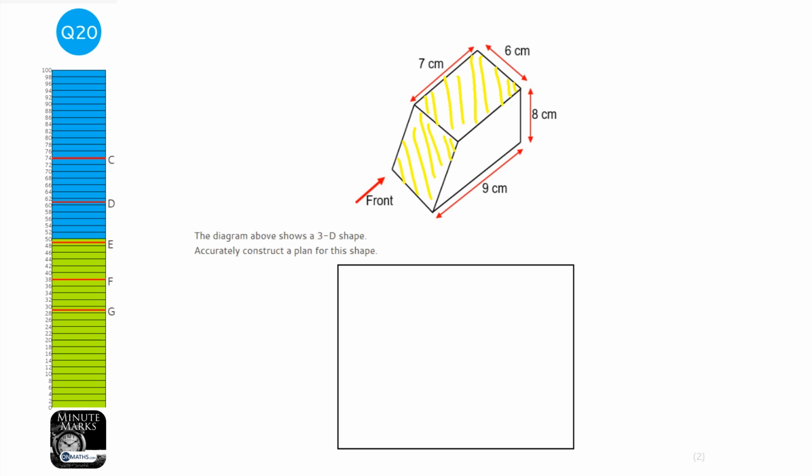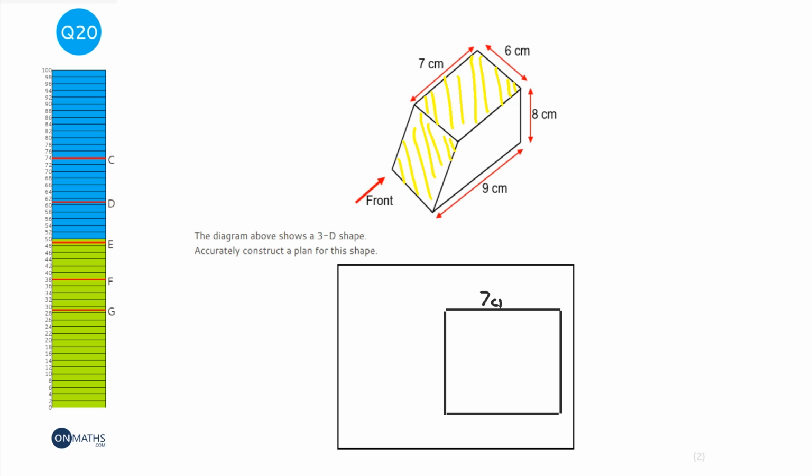Now, we've got to work out what the sizes of them are going to be. Well, the top one's easy. It's just 7 centimeters by 6 centimeters. Now, I'm not going to be able to draw this accurately because I don't have a ruler. But we can almost get it right. We can get it kind of right. And if I label it, that's going to be 7 centimeters, and that should be 6 centimeters.